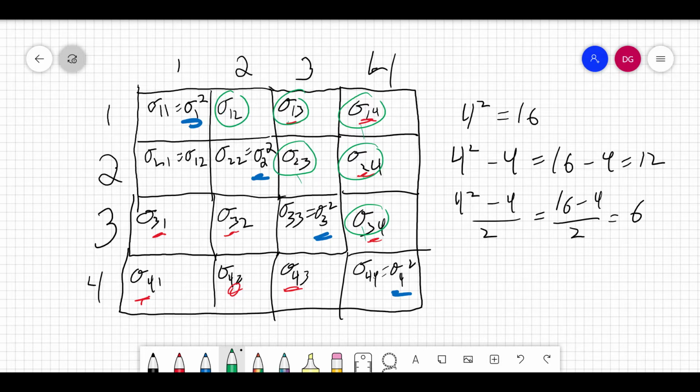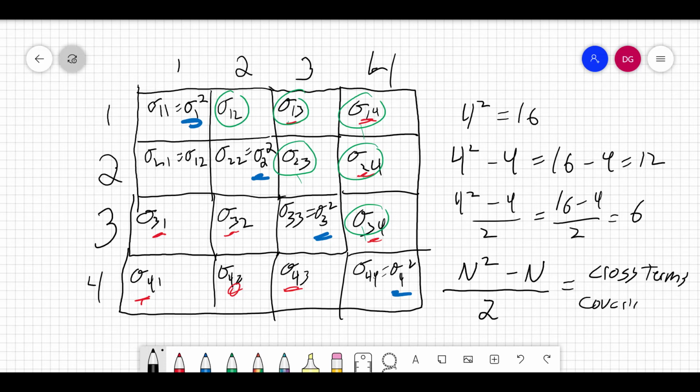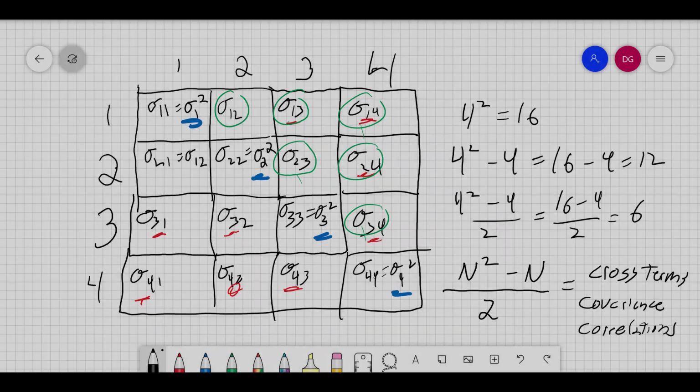In general, the number of cross terms is going to equal n squared, which is the size of my matrix, minus n, which is the number of diagonal terms, which are variance terms and therefore not cross terms, divided by 2, because they're going to be doubles. And so again, the number of cross terms, which are covariances or correlations, is going to equal n squared minus n over 2.